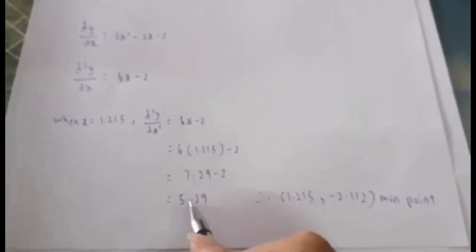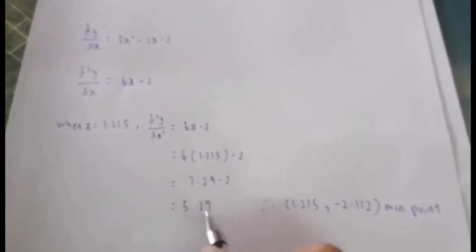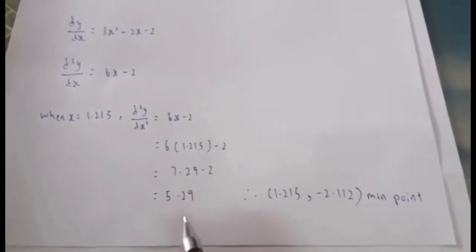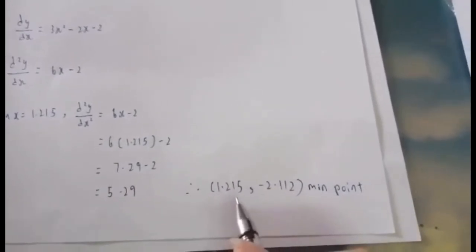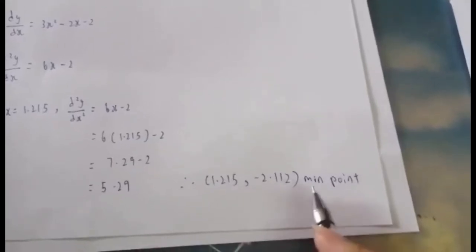We can see that here, it is a positive value. So when it is a positive value, 1.215 and negative 2.112 is a minimum point.